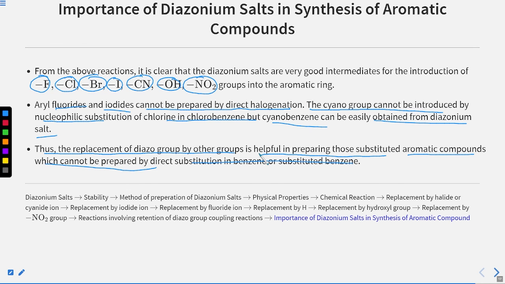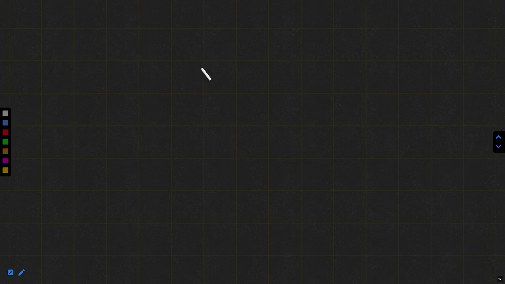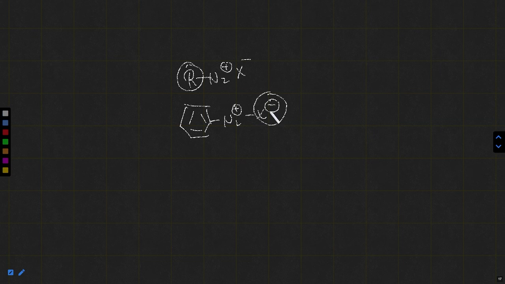So what we have studied today is what a diazonium salt is, in which we have clearly tried to put a distinction between a diazonium salt and a benzene diazonium chloride salt. A diazonium salt has an alkyl group R attached to N2 plus and X minus. Now if you introduce R as benzene, then it will be called benzene diazonium salt. Now if you replace X with, say, Cl minus, then it will be termed benzene diazonium chloride.